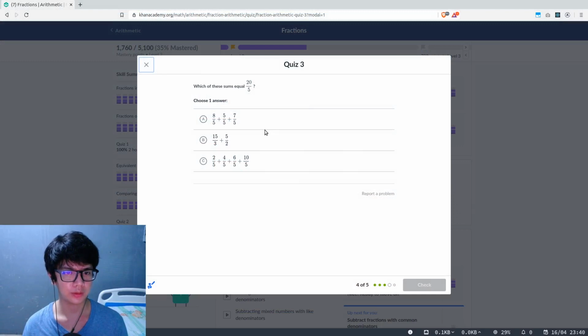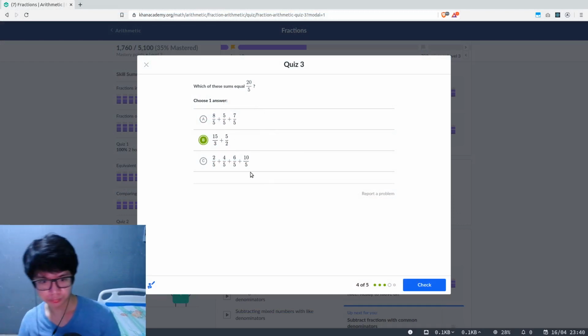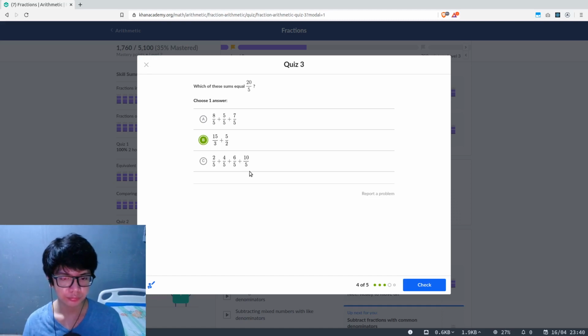Okay, 8. Which of these sums equal 20? Okay, let's make. Oh, this is 15 and then 5. Okay.